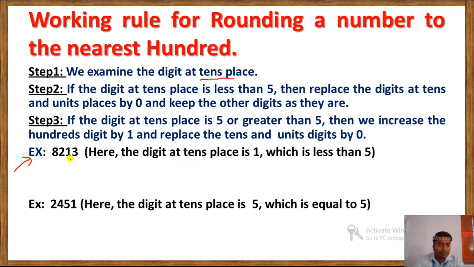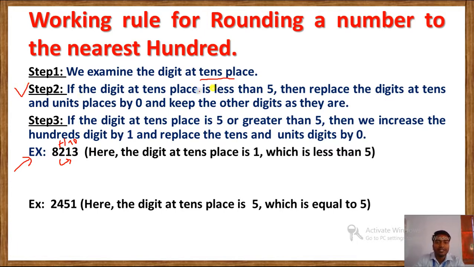So we have 8213. This is about nearest 100. Ones, tens, 100. According to step number 1, we have to see the digit at the tens place, that is, just the right side of the hundreds. So we have 1. Understood? Now 1 is less than 5, so we have to see step number 2.